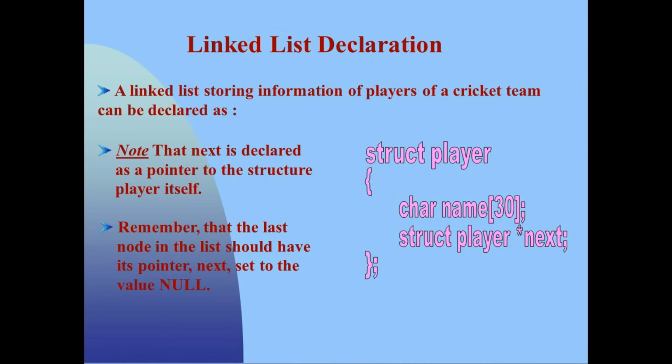Linked list declaration. So how do we declare a linked list? A linked list that stores information of players of a cricket team, as an example, can be declared as struct player. The first player name is inserted, the next player also inserted, so we include another structure within the structure. So struct player points to the next one. Player is a structure name, and it points to the next one.